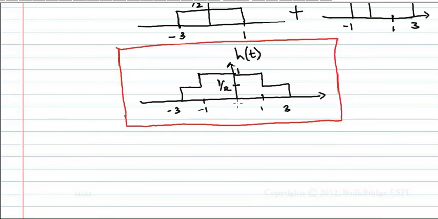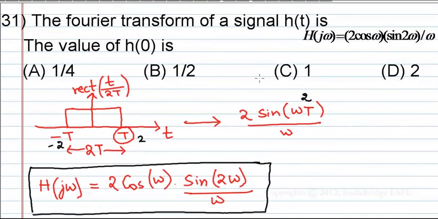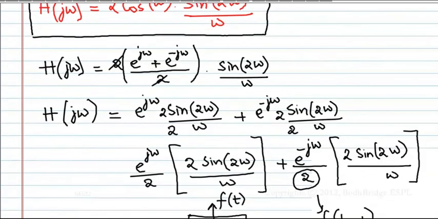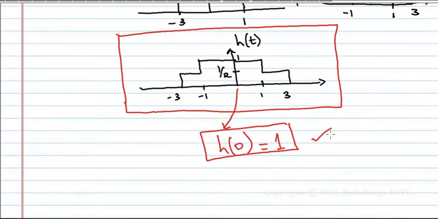Therefore, h of 0 is how much? H of 0 is equal to 1. He has asked h of 0. Therefore, h of 0 is 1, which is option C. Okay. Just remember this main result, that is rect has sinc, and you should understand how it is related exactly. This formula you understand, and some properties of Fourier transform I have used, and finally we have reached h of 0 is 1.